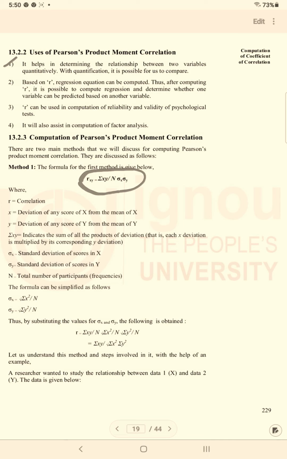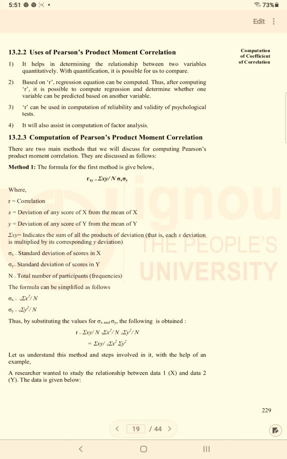Sigma xy indicates the sum of all the products of deviation, that is, each x deviation is multiplied by its corresponding y deviation. Sigma x equals standard deviation of scores in x. Sigma y equals standard deviation of scores in y. N equals total number of participants, frequencies. The formula can be simplified as follows. Sigma x equals square root of sigma x2 divided by N. Sigma y equals square root of sigma y2 divided by N. Thus, by substituting the values for sigma x and sigma y, the following is obtained. r equals sigma xy divided by N times square root of sigma x2 divided by N times square root of sigma y2 divided by N, which equals sigma xy divided by square root of sigma x2 times sigma y2.